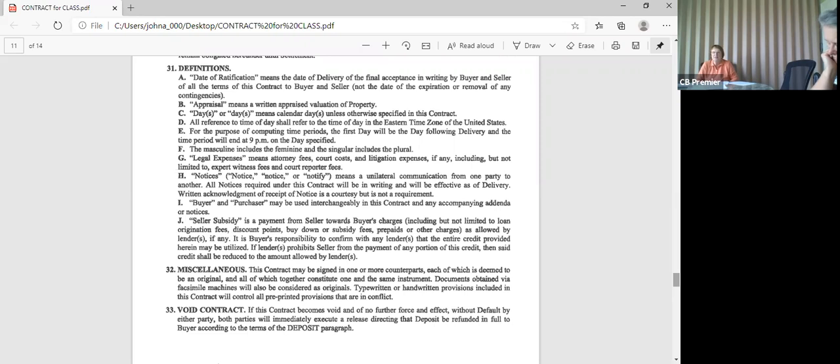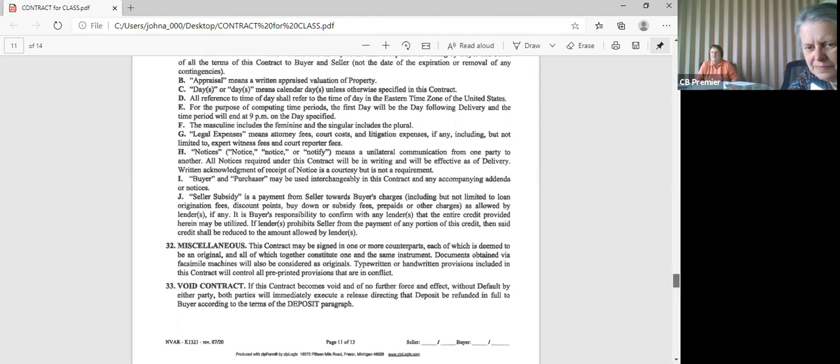Miscellaneous: this contract may be signed in one or more counterparts, each of which is deemed to be an original, and all of which together constitute one and the same instrument. I guess with technology now, it's not as bad. It used to be if the wife was in Missouri and the guy was here, you have them going back and forth, and she signed one and he signed one, but you put them all together as one thing. So all the counterparts. Void contract: if this contract becomes void and of no further force and effect without default by either party, both parties will immediately execute a release directing that the deposit be refunded in full to the buyer according to the terms of the deposit paragraph.